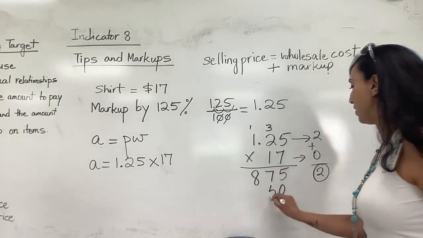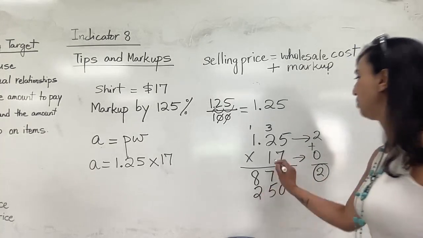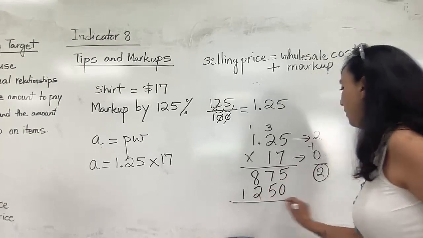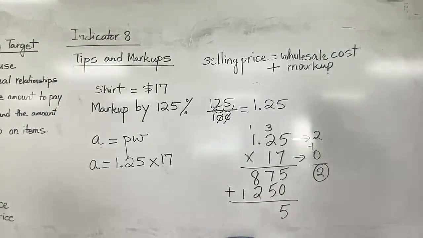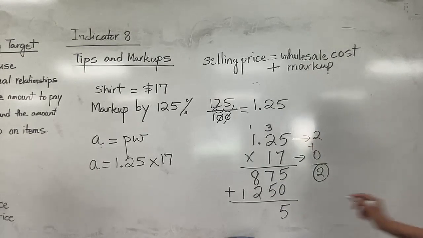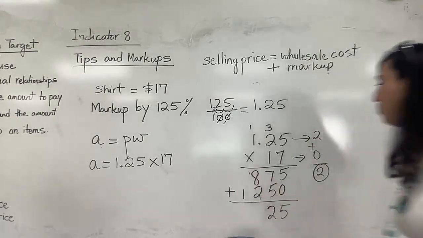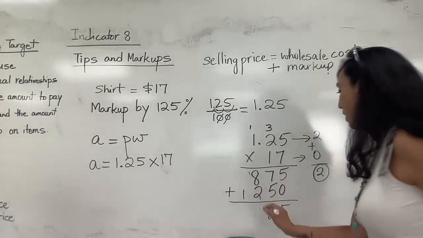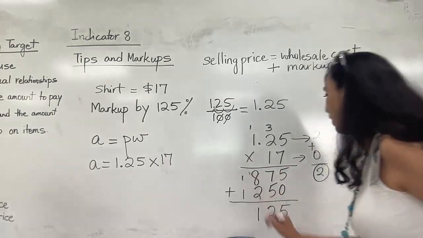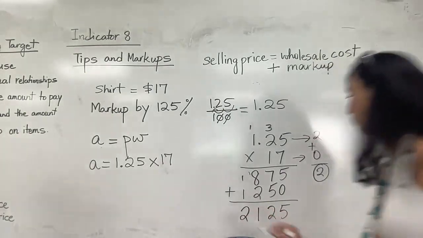1 times 5 is 5. 1 times 2 is 2. And 1 times 1 is 1. Okay, and then I'm going to add it. So here I have 5. A 7 plus 5, I'm going to get 12. Carry over 1. 8 plus 2 is 10, plus 1. So here, and 1 plus 1 is 2.